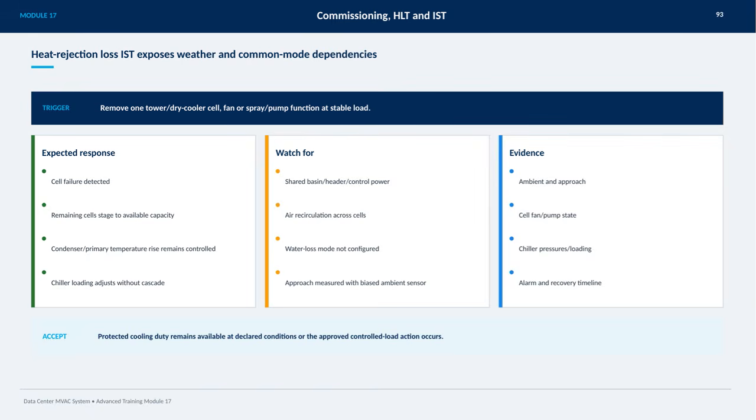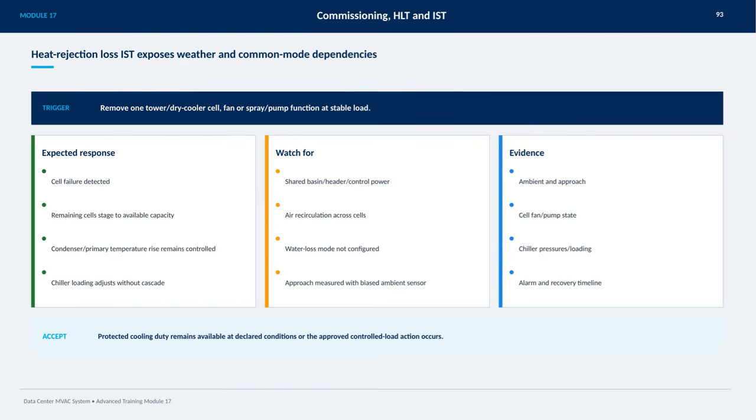Importantly, the condenser and primary water temperature rise should stay controlled, and the chiller loading should adjust smoothly without causing any cascade of issues. However, we need to watch out for specific factors like shared basins, headers, and control power, as well as potential air recirculation among cells. It's also critical that the water loss mode is configured properly, and we take note if the approach is measured using a biased ambient sensor.